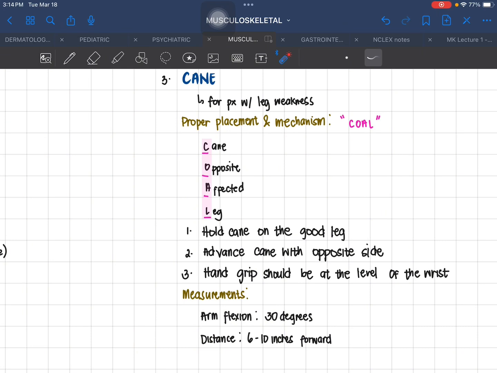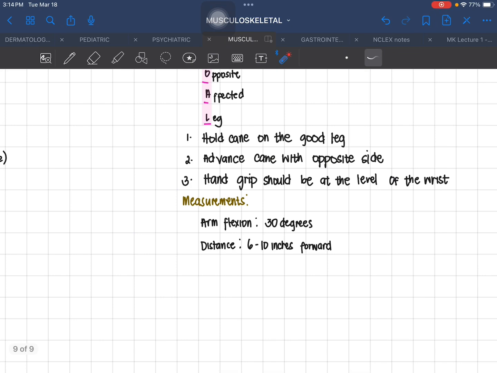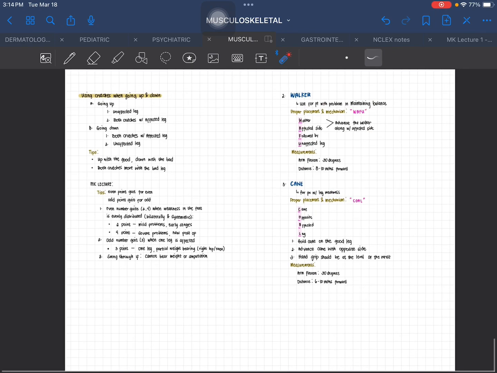So yung cane na nasa good leg, so advance cane with the bad leg, and then ayan, cane opposite affected leg. So hold cane on the good leg, then advance cane with the opposite side. So yung hand grip mo dapat is nasa waist level, and then the measurements, of course, arm flexion is 30 degrees, and the distance is 6 to 10 inches forward.